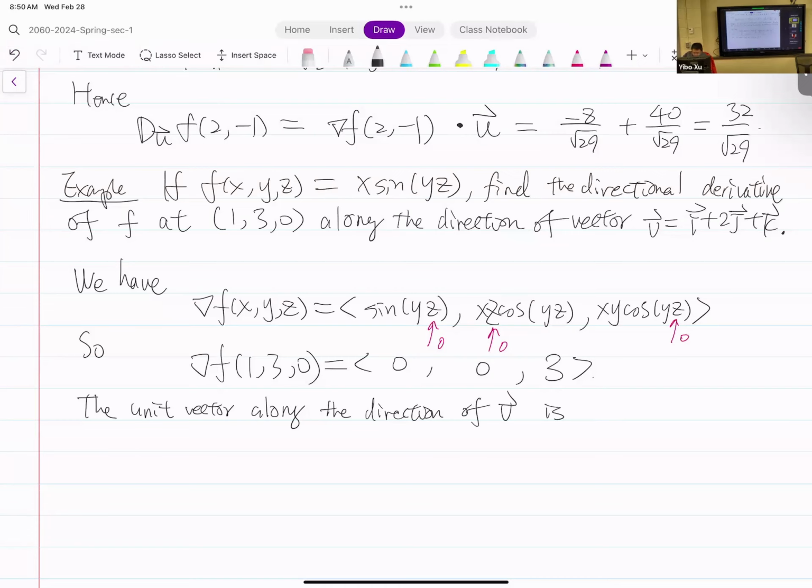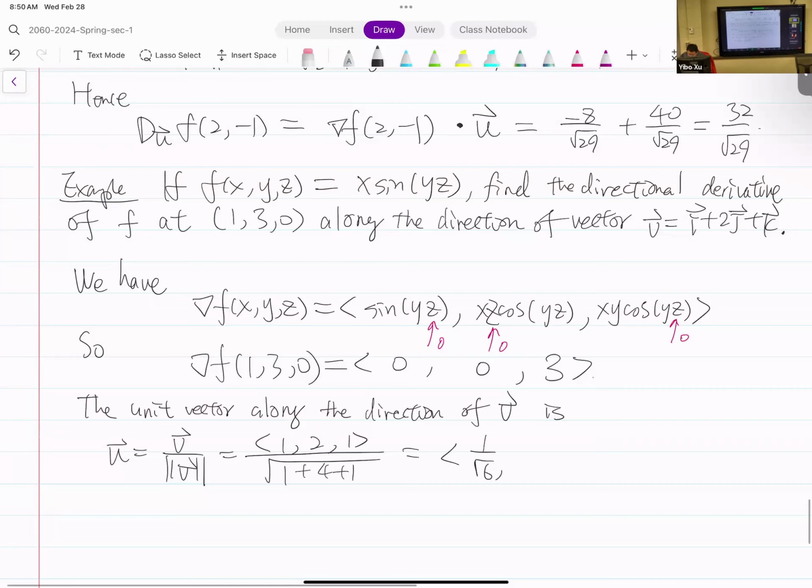is still going to be u, the vector v over its magnitude. So let's put it in the double form. So it's 1, 2, 1, the whole thing over the magnitude, which is the square root of 1 plus 4 plus 1, the components squared. And we see that the denominator is the square root of 6, right? So this is 1 over square root of 6, 2 over square root of 6, 1 over square root of 6.